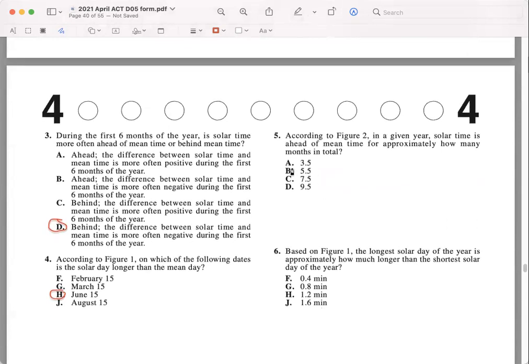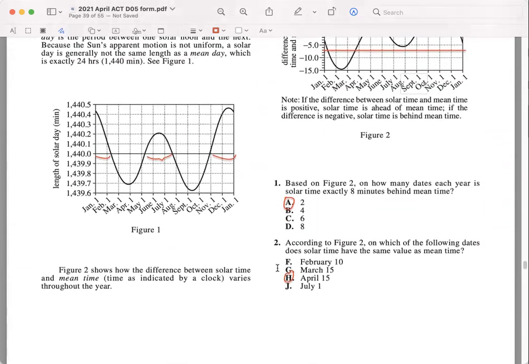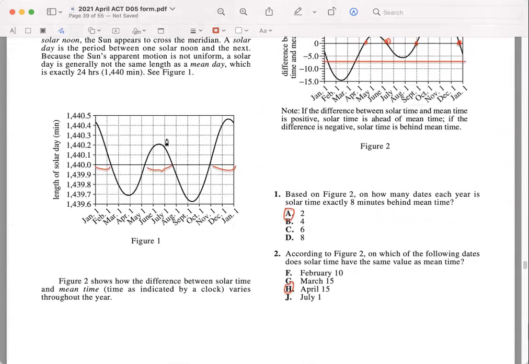Yeah, 5.5. Okay. Based on figure 1, the longest solar day of the year is approximately how much longer than the shortest solar day of the year? Okay, longest solar day is here, I think. Yeah, this is the longest solar day. It seems to be the same as when it started, right? So we'll take it as around 1440.42. So let's say actually this I'll write, yeah.